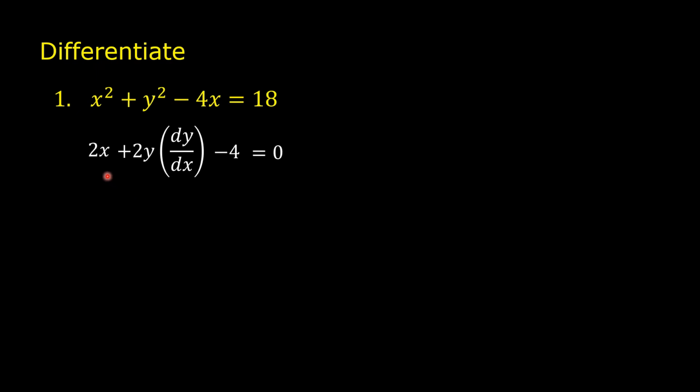So what we shall do is to transpose 2x to the right side, change its sign from positive to negative, transpose negative 4 to the right side, change its sign from negative to positive. So we have now 2y times dy/dx is equal to negative 2x plus 4. Next step, use factoring if necessary. There is nothing to factor, so we proceed to the next step.